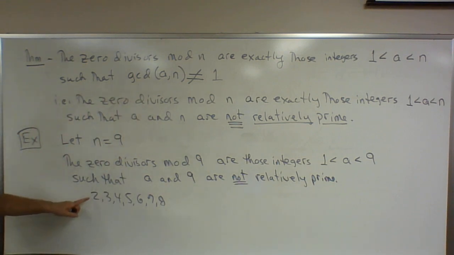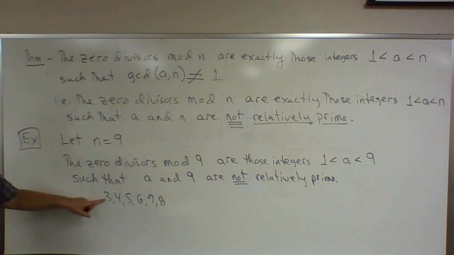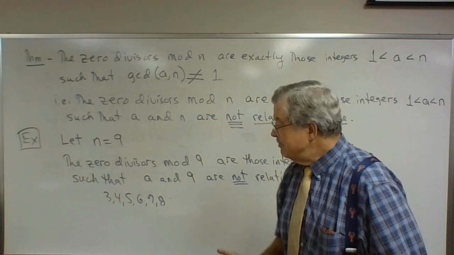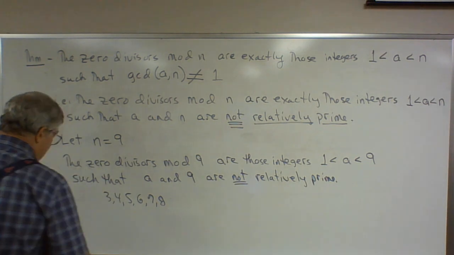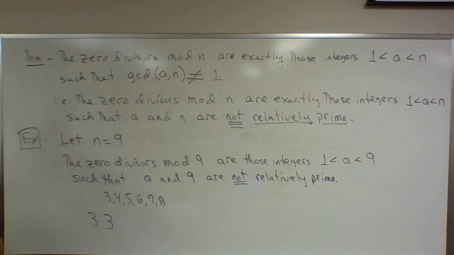Well, let's see. Are 2 and 9 relatively prime? They sure are. So 2 is not a zero divisor. Are 3 and 9 relatively prime? No. 3 times 3 is equal to 9. So 3 is a zero divisor of 9. In fact, the pair of divisors that gives us 9 in this case is A equal 3 and B equal to 3.